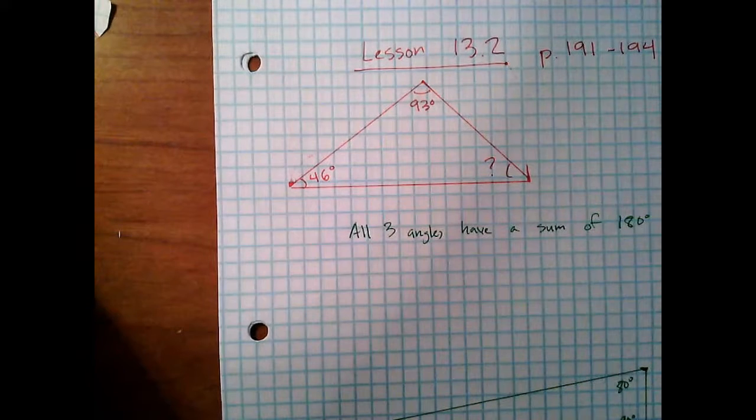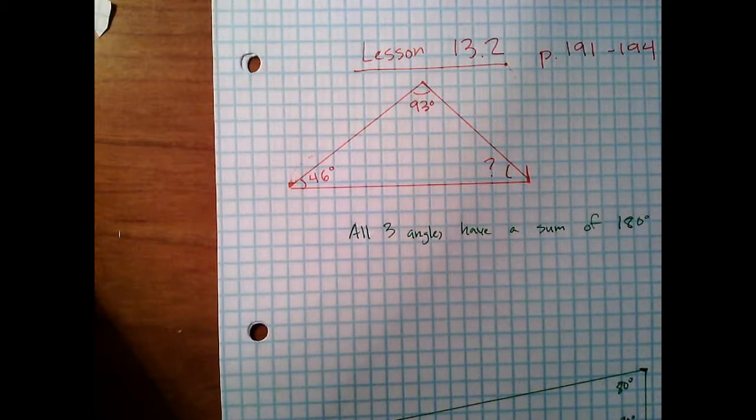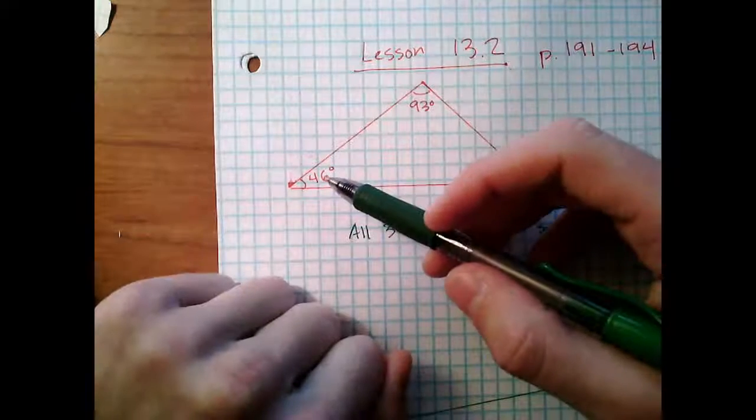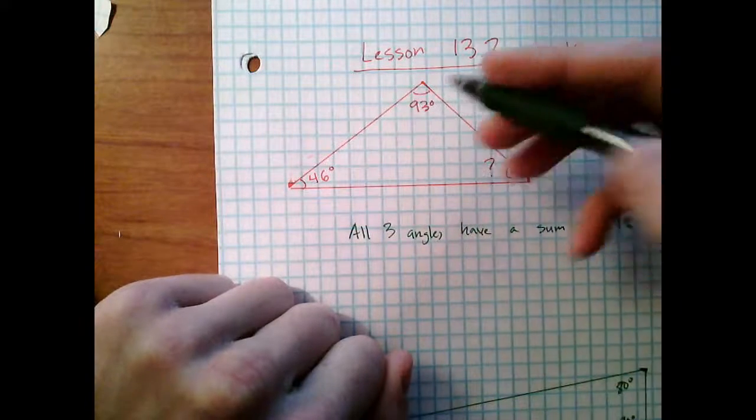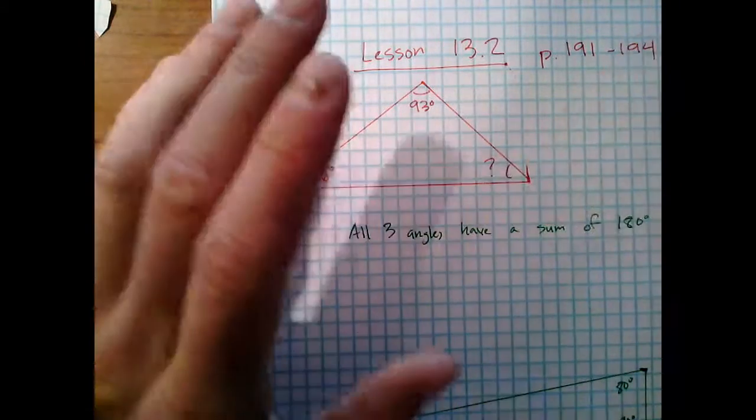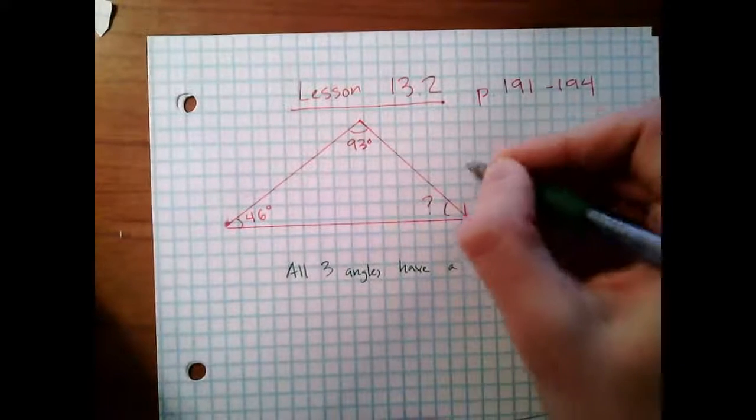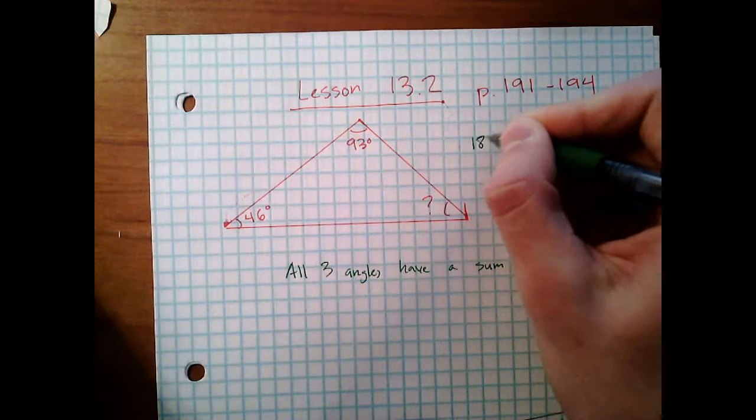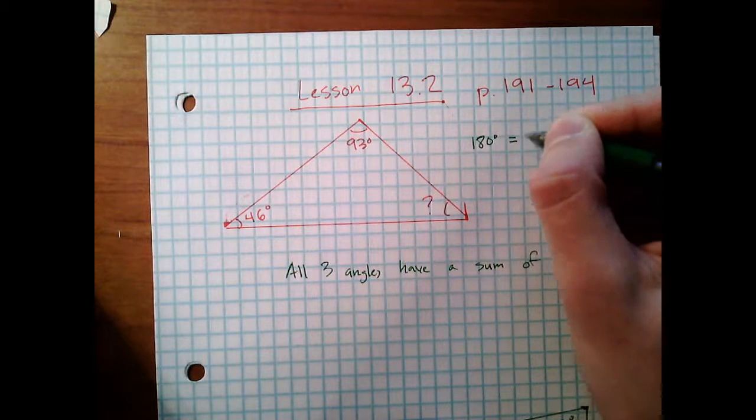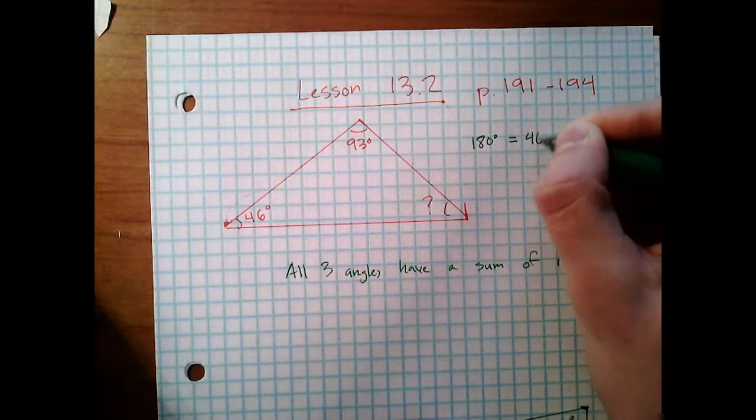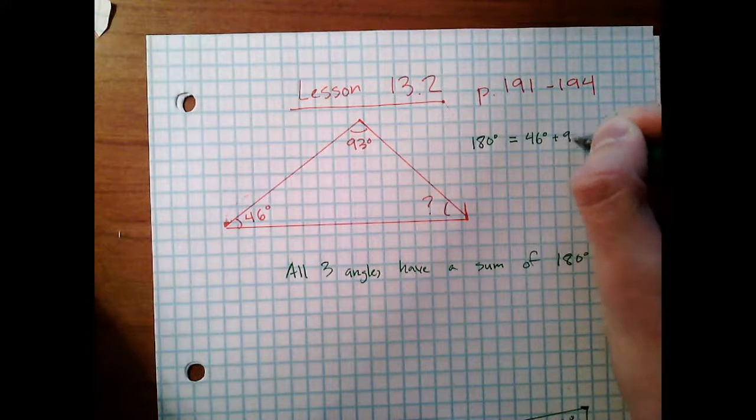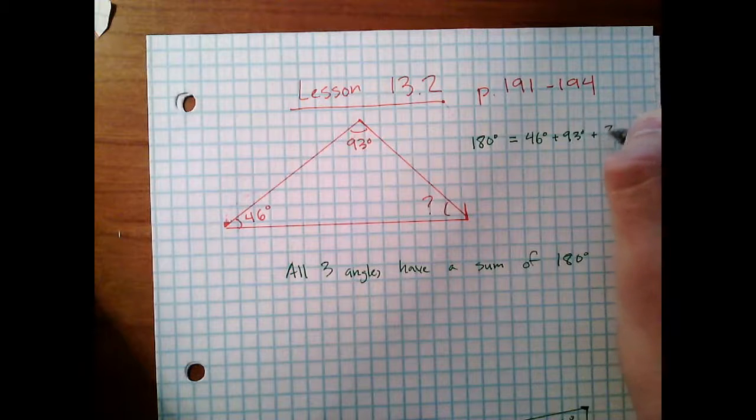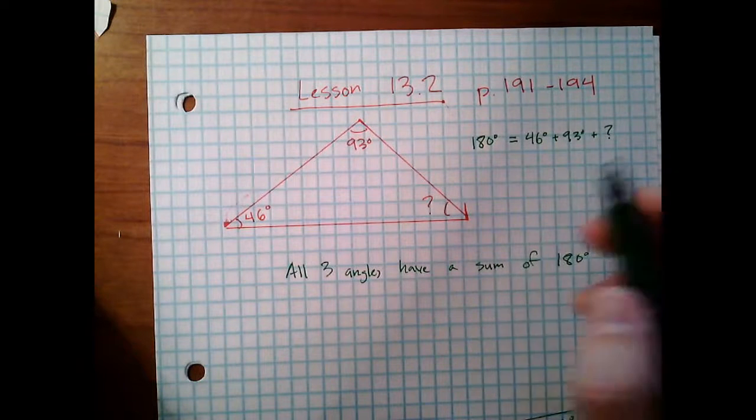Now let's go back to that original triangle, the very beginning of this lesson. This is 46 degrees, this is 93, and the question is how much this is. We should actually have a way of figuring this out now. Just like we would on angles on a point, or angles on a line. That means 180 degrees is equal to 46 degrees plus 93 degrees plus that question mark angle.